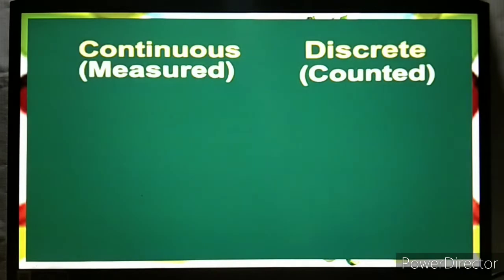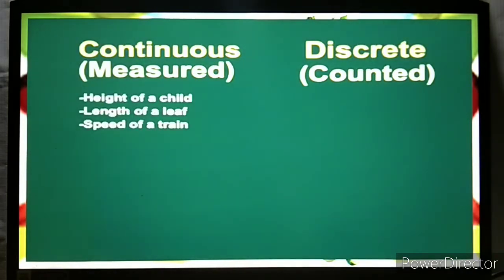Let's take a look at a couple more examples for continuous and discrete data. Like we mentioned earlier, continuous data can be measured, like the height of a child, or the length of a leaf, or the speed of a train.